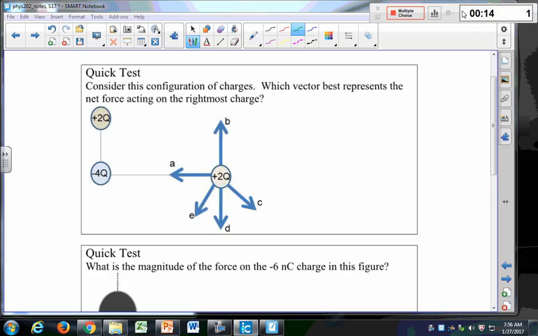In fact, just to make it a little more clear, instead of being -4, let's make it -6, a little bigger than it is. The way you approach these, you want to sketch in the vectors that each of these charges cause on this charge, and then ask yourself, what is the net result of those two vectors, the sum of those two vectors?